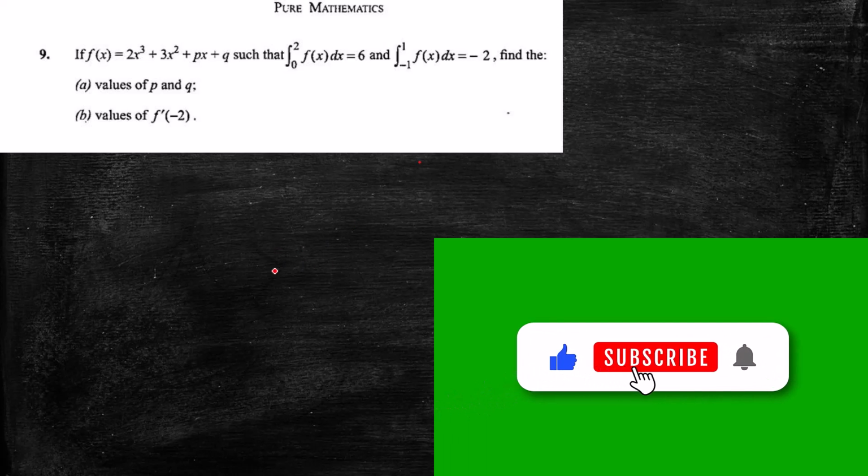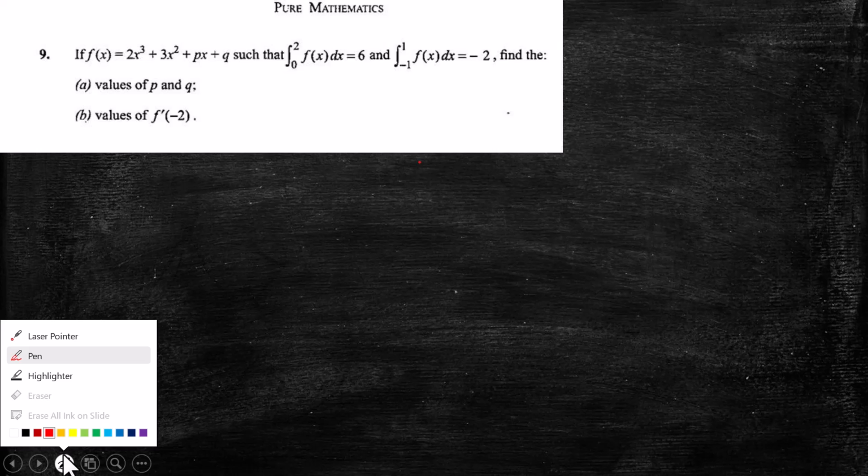All right, let's look at this WASSCE 2024 Elective Math question 9. This one is under pure mathematics. So let's see how we can solve this together.